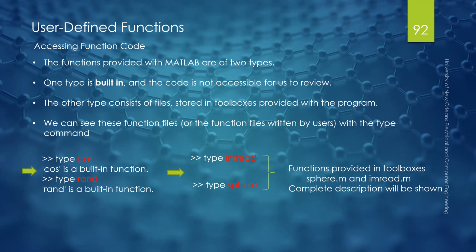And we can see this function file, or the function file written by users, with the type command. So, for example, if you type type cos, then MATLAB is going to respond by telling you cos is a built-in function. If you type type rand, it'll say rand is a built-in function, meaning that it doesn't allow you to look inside at how it's being built.